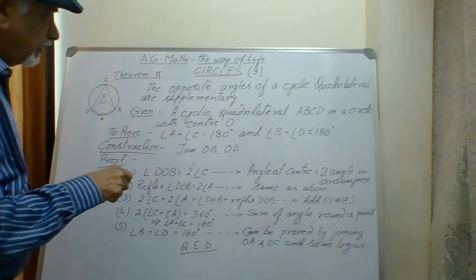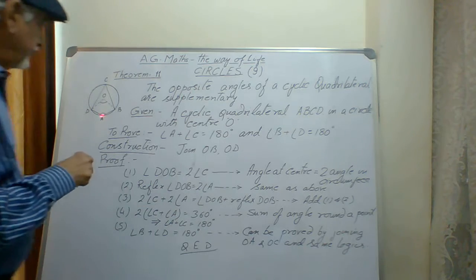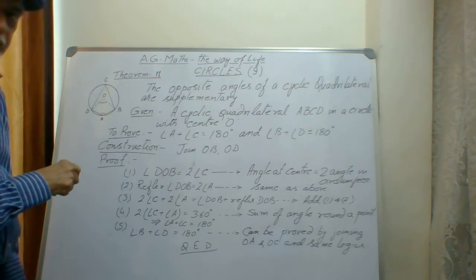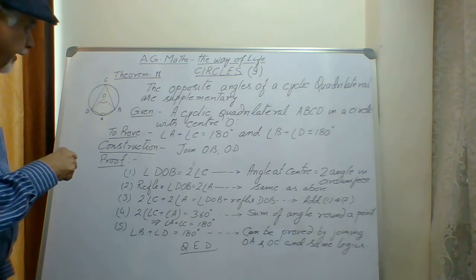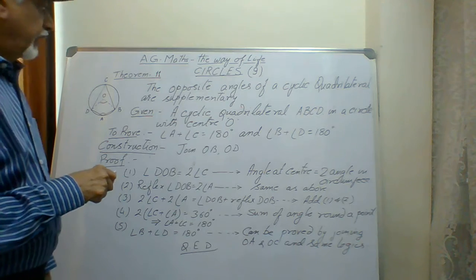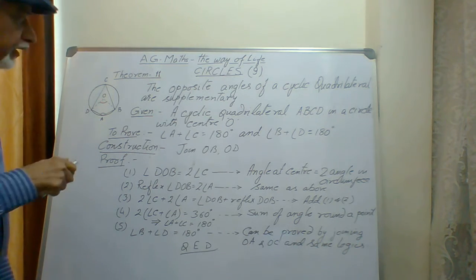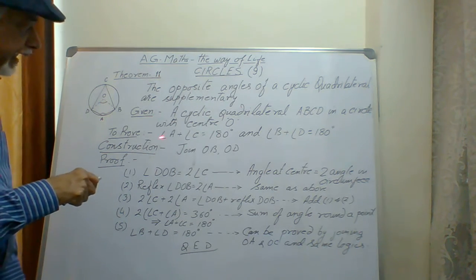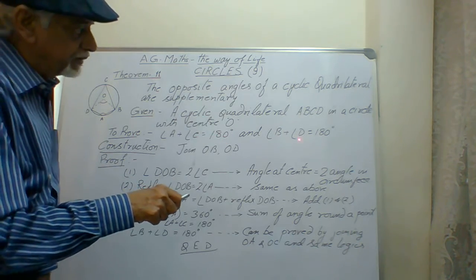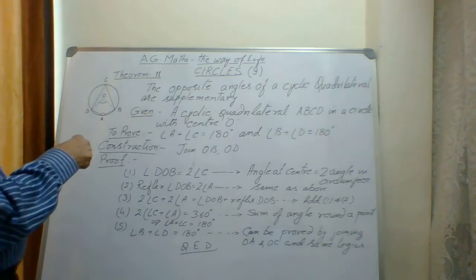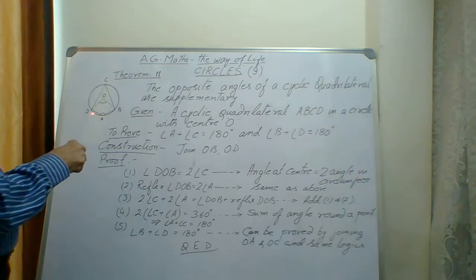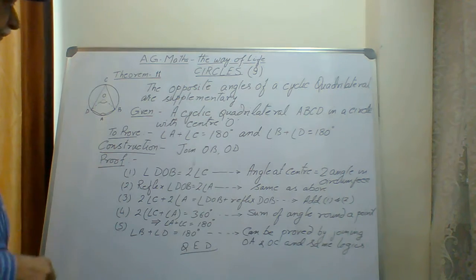Now, what was given? A cyclic quadrilateral ABCD. I have drawn a circle, then put 4 points on the circle with the center O and joined all the 4 points to form a quadrilateral. The center of the circle is, as usual, O. Now we have to prove that angle A plus angle C is 180 degrees. Also, angle B plus angle D is 180, which are the opposite angles, as I have just told you. A and C are opposite and B and D are also opposite.